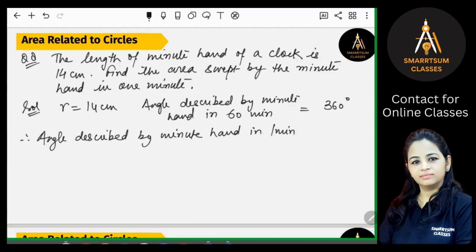will be equal to, tell me, 360 upon 60, right? Okay, that is 6 degrees. So how much angle will the minute hand describe in 1 minute? That is 6 degree. Is that clear? So the area swept by the minute hand in 1 minute is the area of the sector of the angle 6 degree. Is that clear? Right?